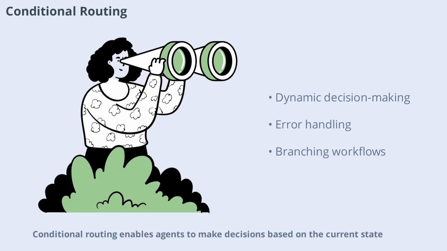Conditional routing enables agents to make decisions based on the current state. For example, if an error occurs, the agent can route to a troubleshooting node. If a task is completed, it can move to the next step. This flexibility is essential for handling complex, branching workflows.